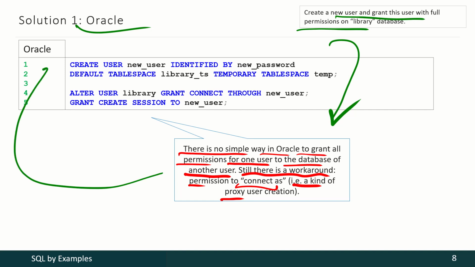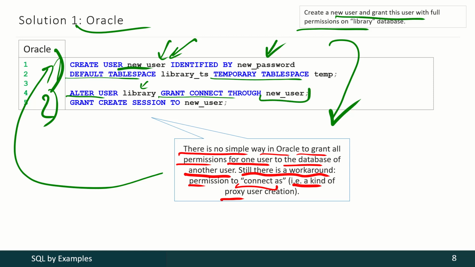So to achieve that result, we have to create a user identified by such a name and such a password. We have to set the default tablespace and default temporary tablespace for that user. And then we have to alter our main user and allow connections with that new username. Finally, we have to grant that new user permission to create a session. It has to connect to the DBMS.